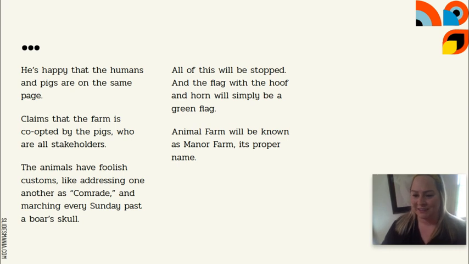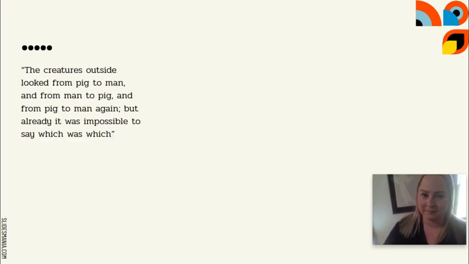And he doesn't understand why the green flag has symbols of a hoof and a horn when it should really just be a green flag. And oh, yeah, we could just stop calling it Animal Farm because the farm should be called by its proper original name, which is Manor Farm. And then the very last line in the book. The creatures outside looked from pig to man, and from man to pig, and from pig to man again. But already it was impossible to say which was which. And that's how the story ends.